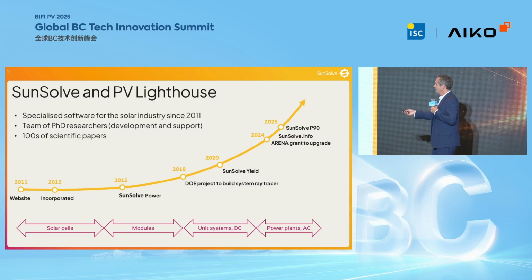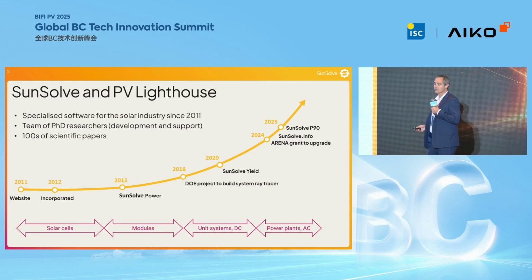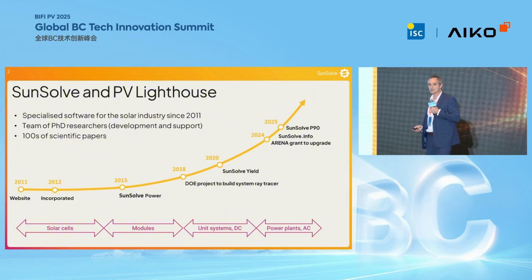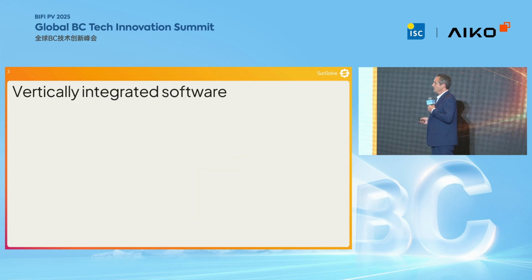You can see a little history of the development of the software. We started in solar cells and modules, and we've actually moved downstream into systems. And so that's a little bit different to everyone else who does yield modelling, because we actually started as cell and module engineers, and we've come at it from a little bit of a different angle. So we kind of describe it as being vertically integrated software.